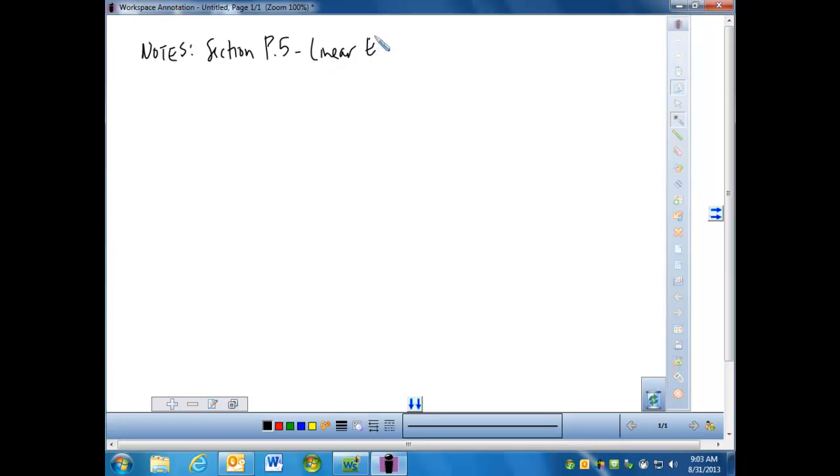Today we're looking at section P.5, another prerequisite to taking our calculus and our trig course. We're looking at linear equations. Specifically, we're looking at graphing linear equations, writing linear equations, slope-intercept form, all those types of ideas. So let's start looking at some of the ideas that you need to be familiar with, some prior knowledge, if you will. First one, slope.